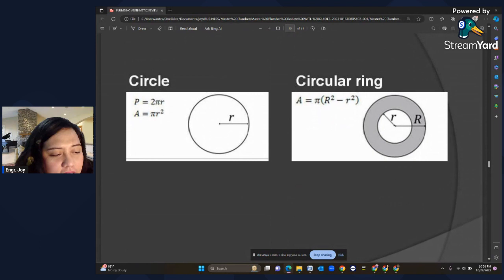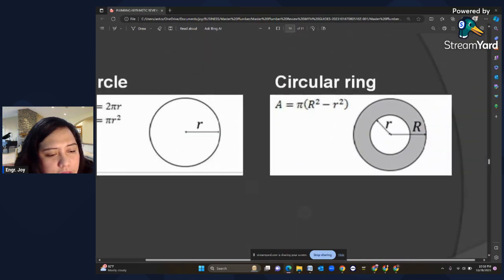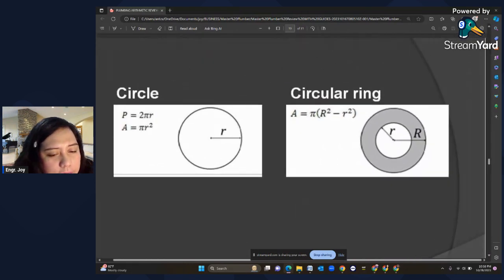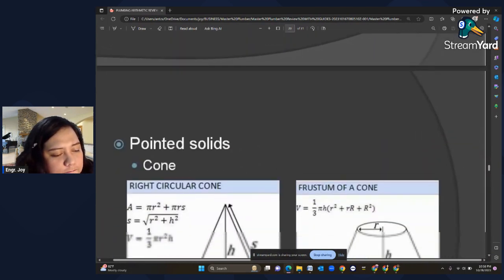Circle. Circle, P, the perimeter. Tama ba? Perimeter ba ang tawag sa P? 2 pi r. Then the area is pi r squared. Circular ring, it's pi times the quantity of R squared minus r squared. Kailangan natin to, yeah, lalo na to kasi pagdating sa piping. Yes.